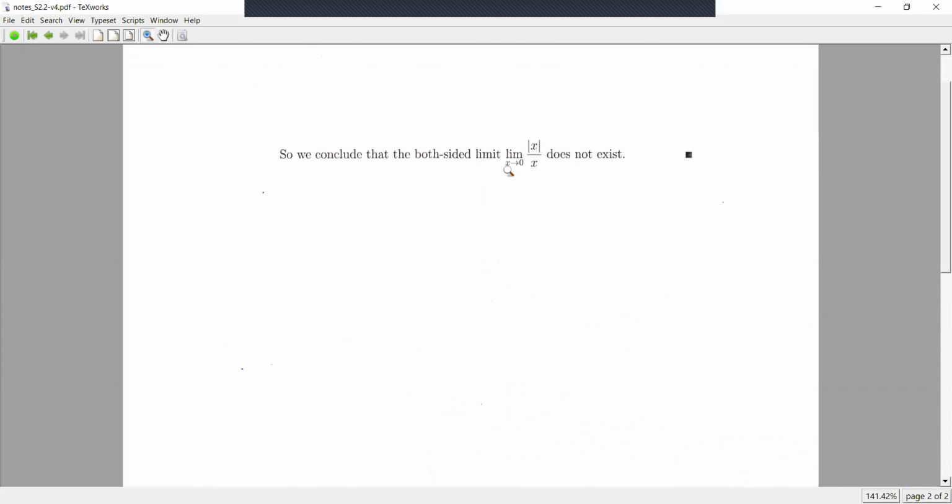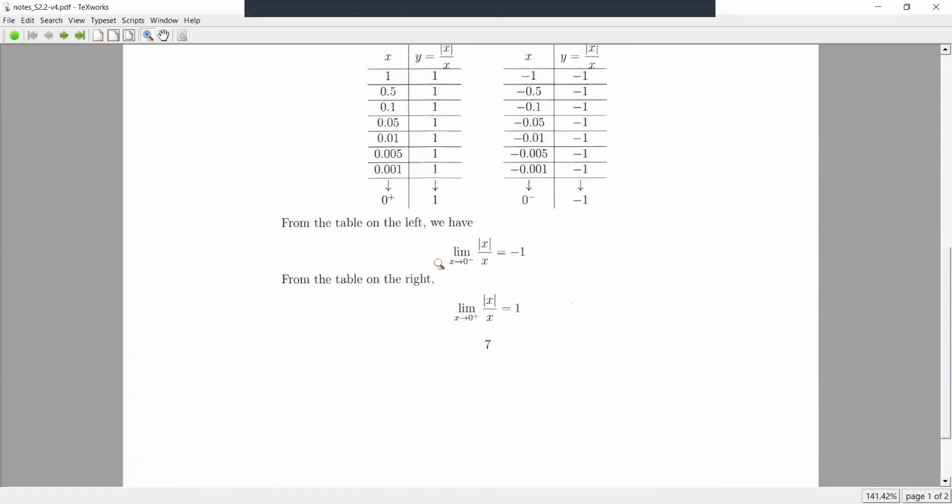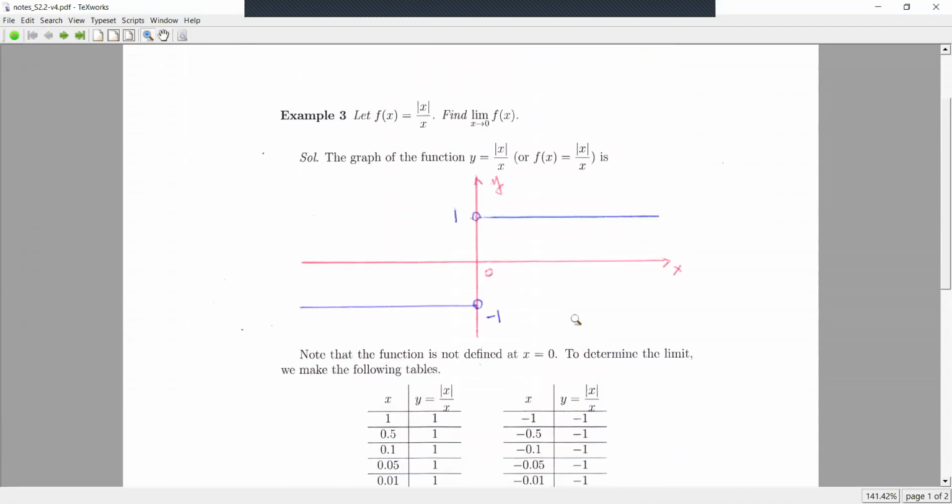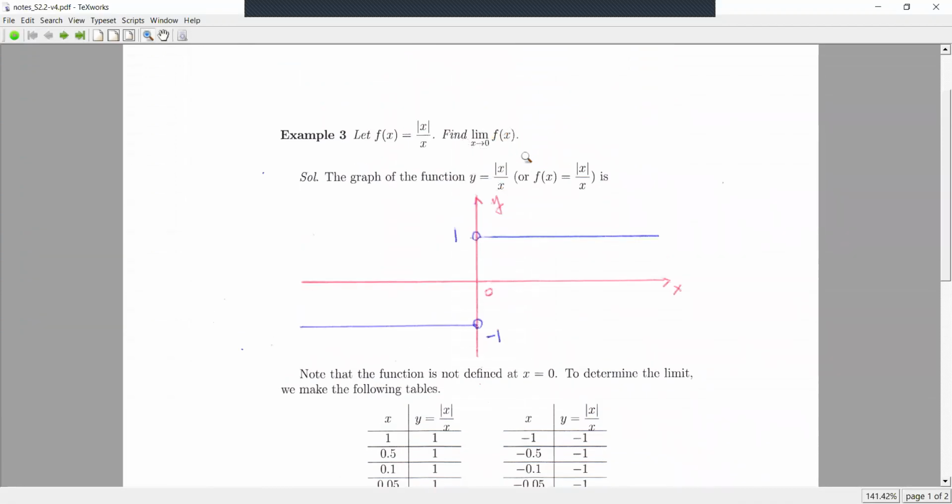Both-sided because x can approach 0 from the left-hand side, can approach 0 from the right-hand side. This limit doesn't exist. But left-hand side limit exists. It is -1. Right-hand side limit exists. It is +1. The both-sided limit doesn't exist.